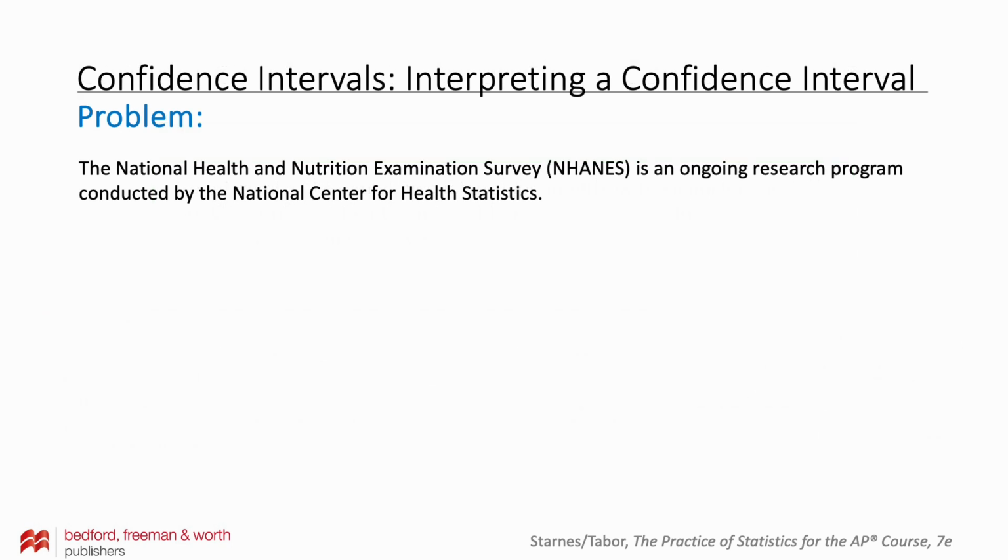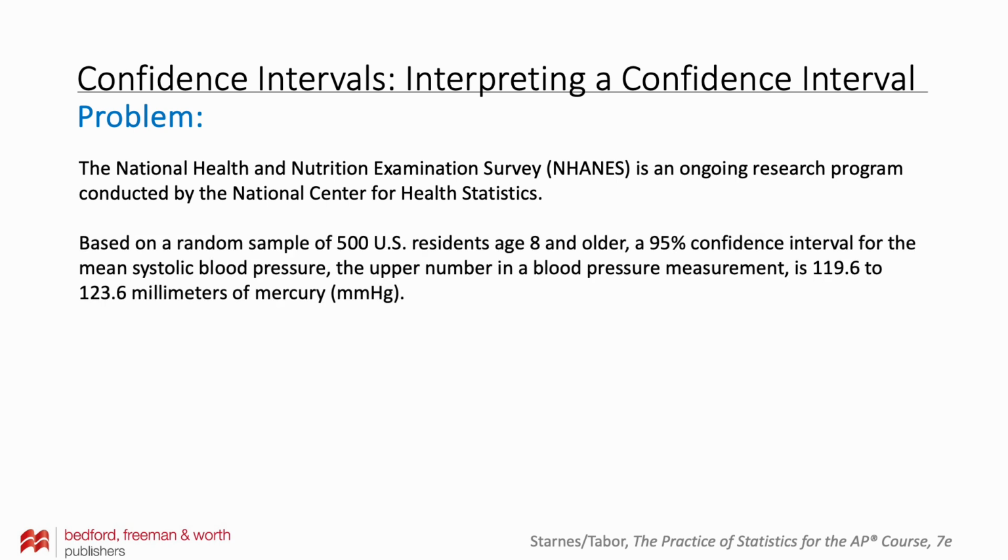Let's practice interpreting a confidence interval from context. The National Health and Nutrition Examination Survey is an ongoing research program conducted by the National Center for Health Statistics. Based on a random sample of 500 U.S. residents of age 8 and older, a 95% confidence interval for the mean systolic blood pressure, the upper number in a blood pressure measurement, is 119.6 to 123.6 millimeters of mercury.